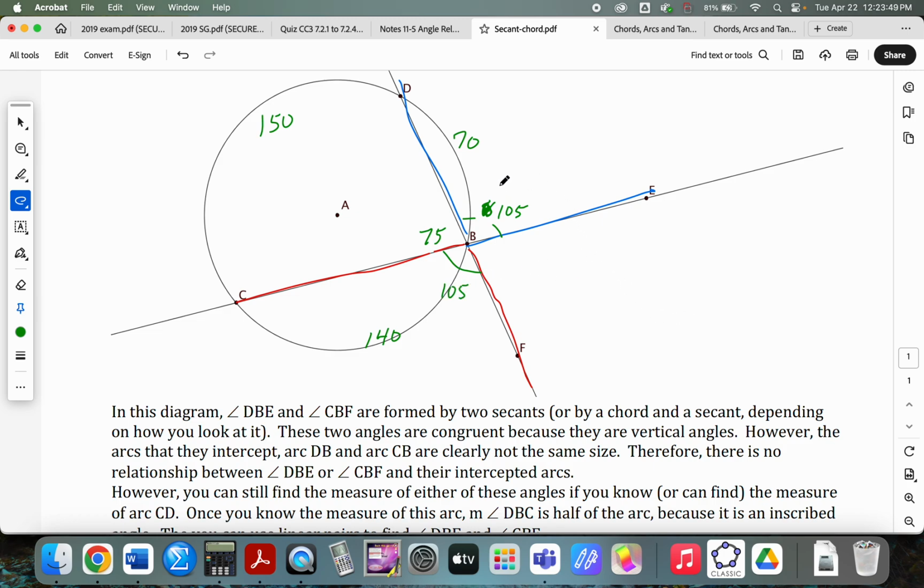Here's the interesting thing. If you take 70 and 140 and add them together, what do you get? 210. How is 105 related to that? It's half. This arc is too small, this arc is too big. We average them out and we can get those angles.